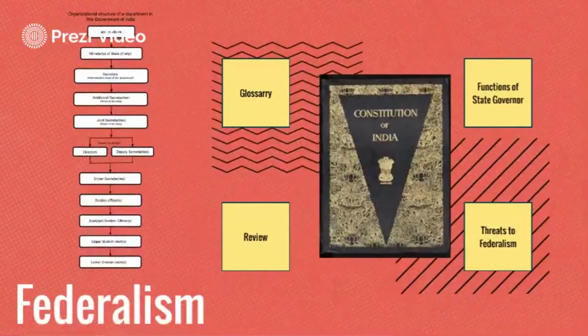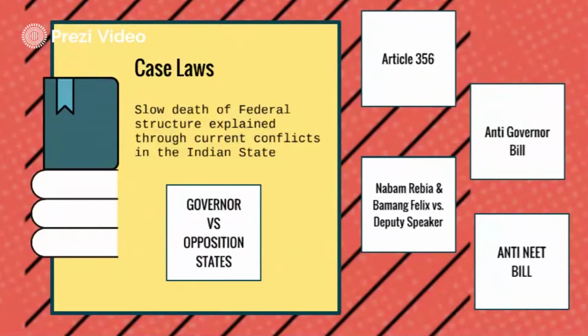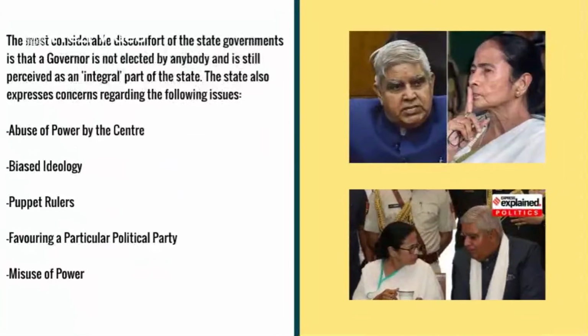The most considerable discomfort of the state governments is that a governor is neither directly elected by the people nor indirectly elected by a specially constituted electoral college, as is the case with the president. Yet, they are still perceived as an integral part of the state. The state also expresses concerns regarding the following issues: biased ideology. In several cases, politicians and former bureaucrats identifying with a particular political ideology have been appointed as governors by the central government. This is unconstitutional as it goes against the constitutionally mandated neutral seat and has thus resulted in bias.